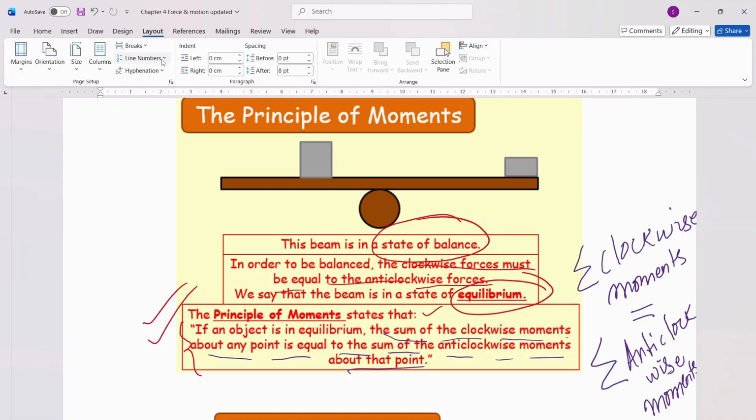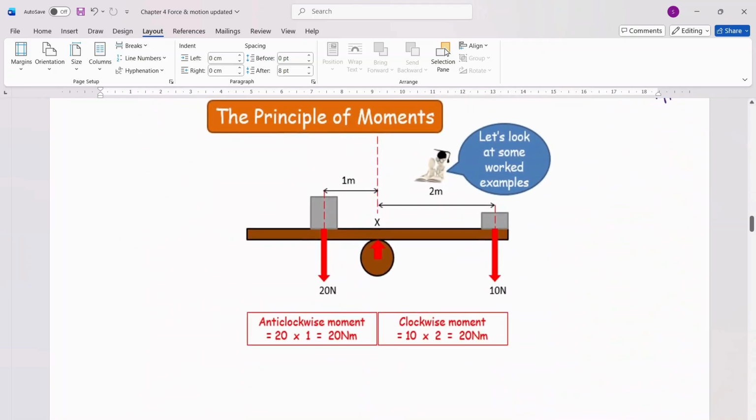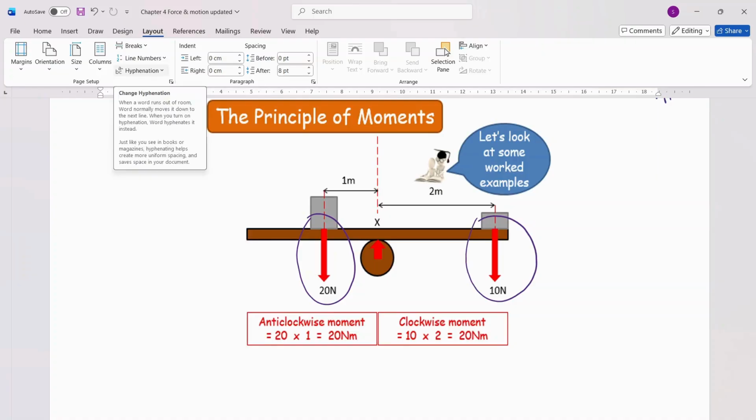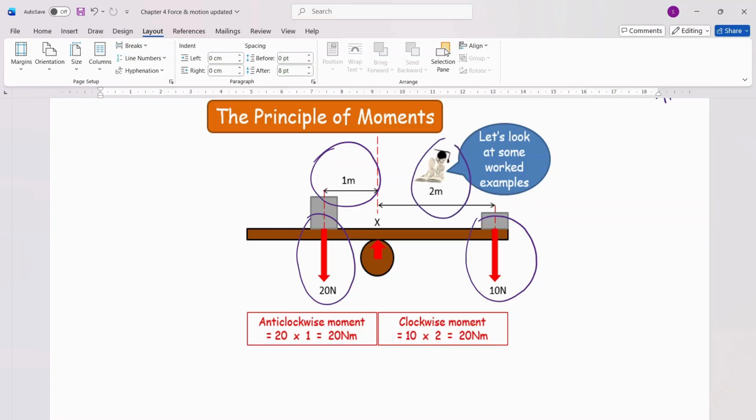So the principle of moments. Anti-clockwise, here we can see is 20 Newton, and the clockwise we can see 10 Newton. However, the distance on the anti-clockwise side is 1 meter, and on the other side the distance is 2 meter. So if we want to calculate the moment, we just multiply force with the distance. Force 20 and distance 1 gives you 20 Newton meter. Similarly, force 10 and distance 2 meters gives you a moment of 20 Newton meter.